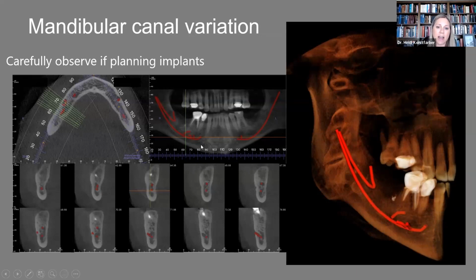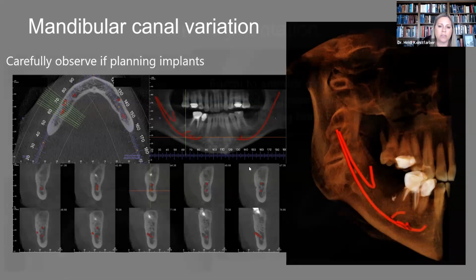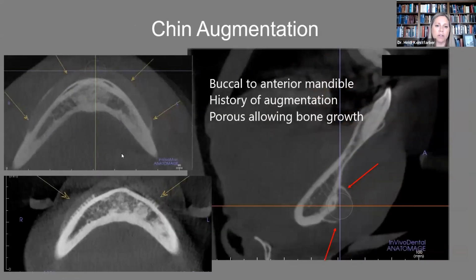Now, various canal variations, we can see that. I'm sure you're used to seeing that. We have superior accessory canals. We can have bifurcations and trifurcations of the canal. So obviously reasons that we'd want to trace that canal or map that canal.